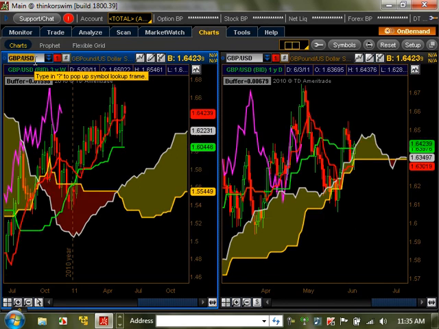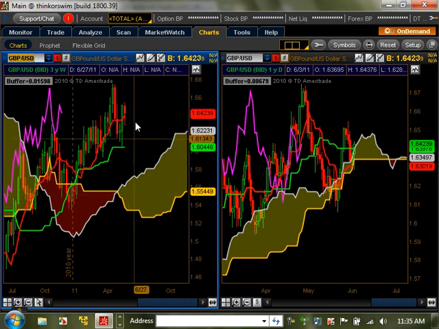For the pound USD, it's still bullish trending as far as the weekly is concerned. Support is basically at this level here, so it's pretty much at support. It's about 20 pips away from support. The first minor support, the major support, is basically at 1.6044.